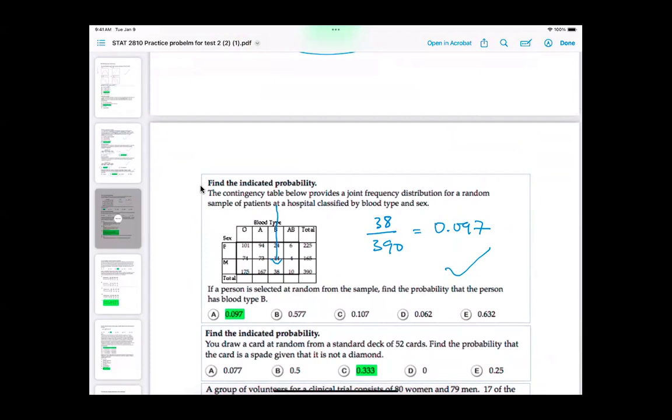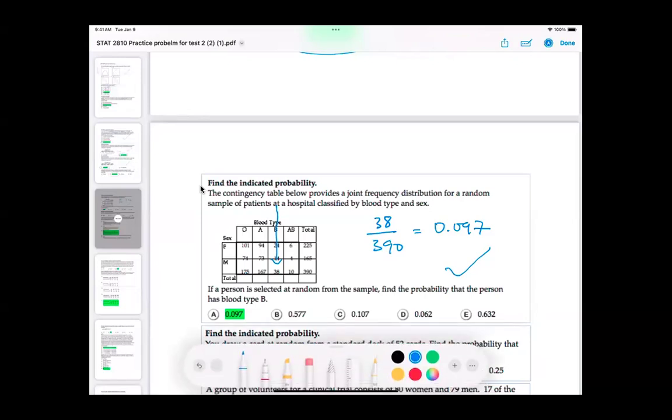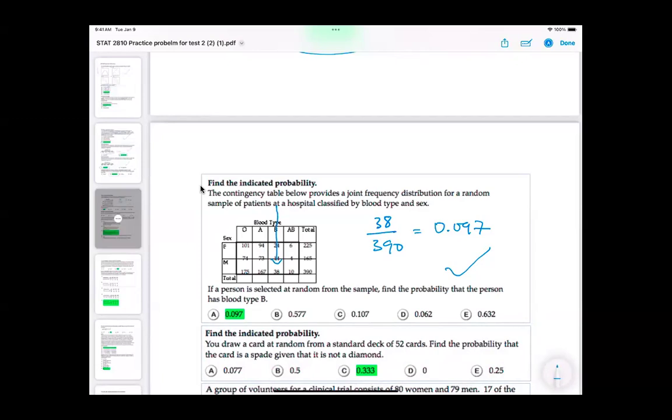You draw a card at random from a standard deck of 52 cards. Find the probability that a card is spade given that it is not diamond. So what are we looking for? Based on this information, we are looking for the probability that it is spade given that it is not diamond. What is this called again? Is it conditional? Yeah, that is conditional probability. Okay. So how do we go about that?